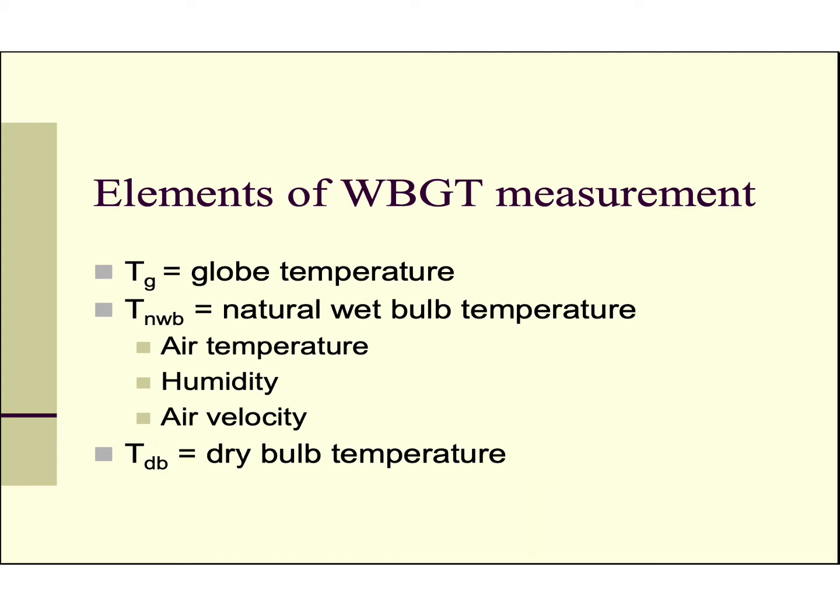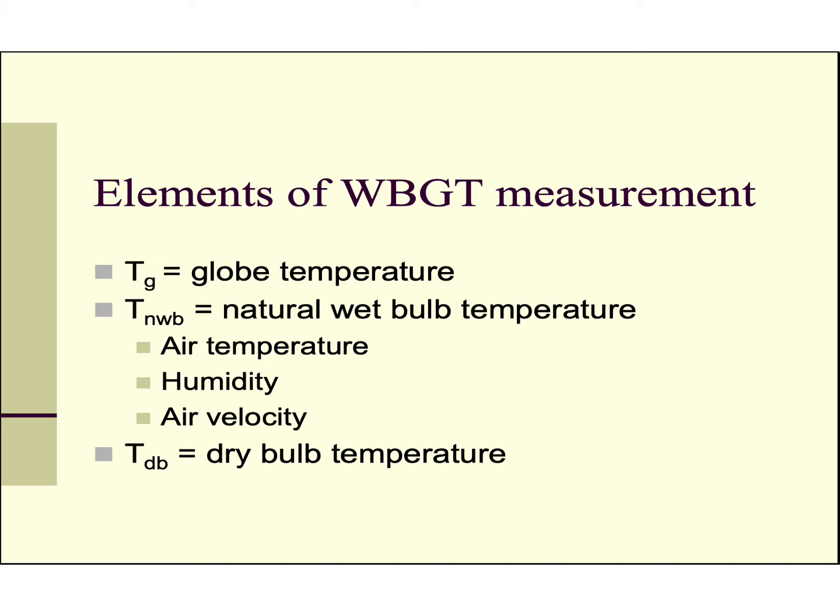What are the elements of measurement of the WBGT? Well, first we have the globe temperature, which is simply a measure of the radiant heat. A thermometer is put in the center of a black globe. Black absorbs radiation, so that's a measure of radiant temperature.